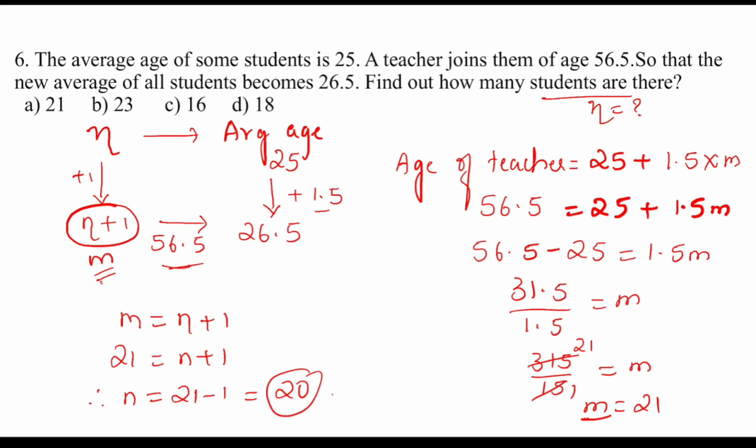Option, it should be 20 here. Option B is the answer. Next problem.